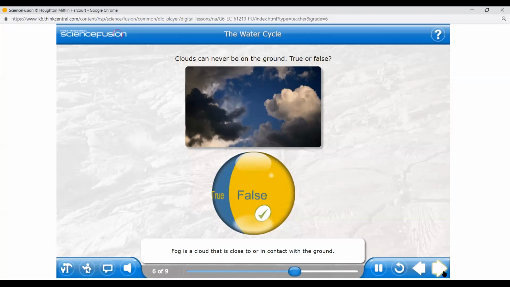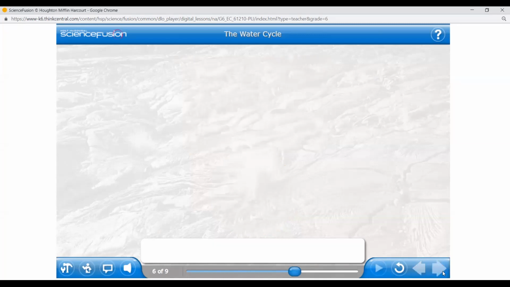Fog is a cloud that is close to or in contact with the ground. Later, as the sun warms up the ground, energy can be absorbed by the water droplets, and they may evaporate. So that's why they can never be on the ground.